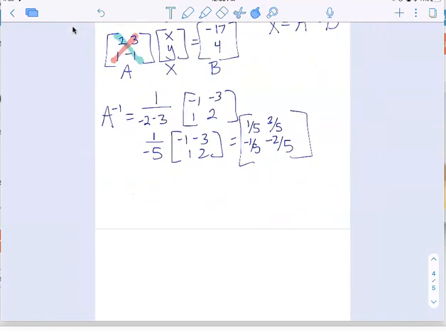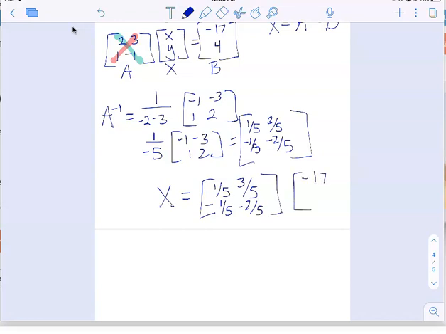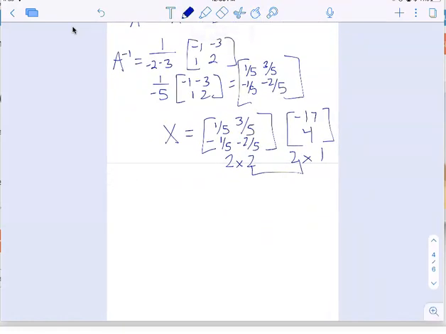So we know to get our X matrix, we take our inverse, so 1/5, 3/5, negative 1/5, negative 2/5 (oops, wrote that out wrong), times our B matrix, which is negative 17, 4. And again, think multiplying, a 2 by 2, 2 by 1, so we can multiply those. So x equals, we're going to have those two spots again. Color code those.